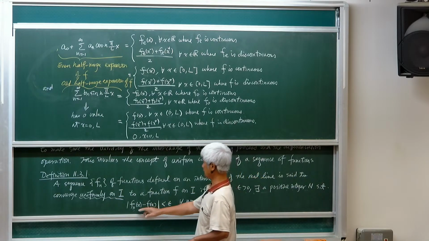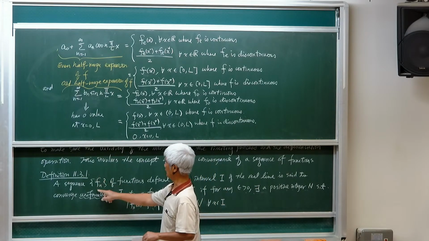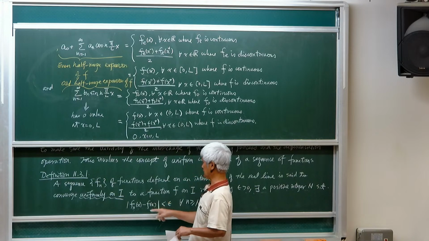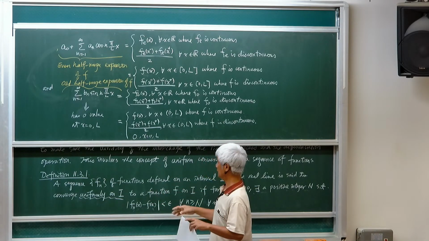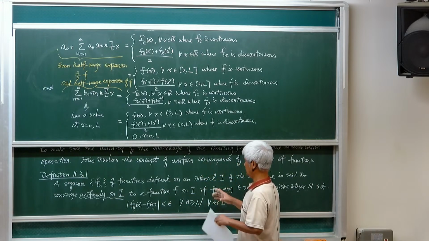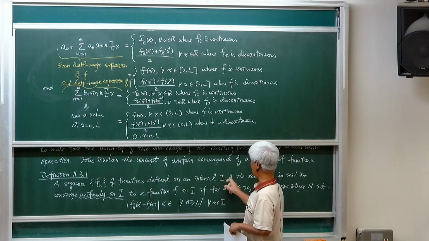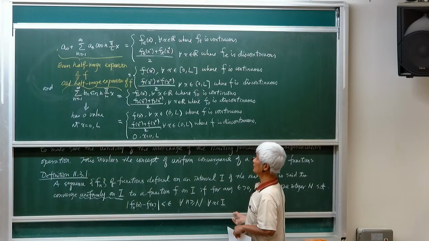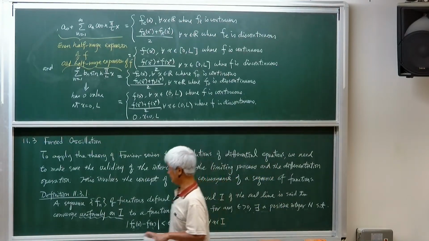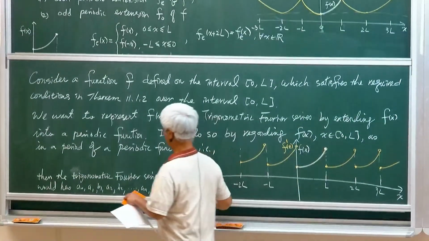the function f sub n will approach the limit function f over the whole defining range, the defining interval I. Right. So let me illustrate the uniform convergence by a figure.